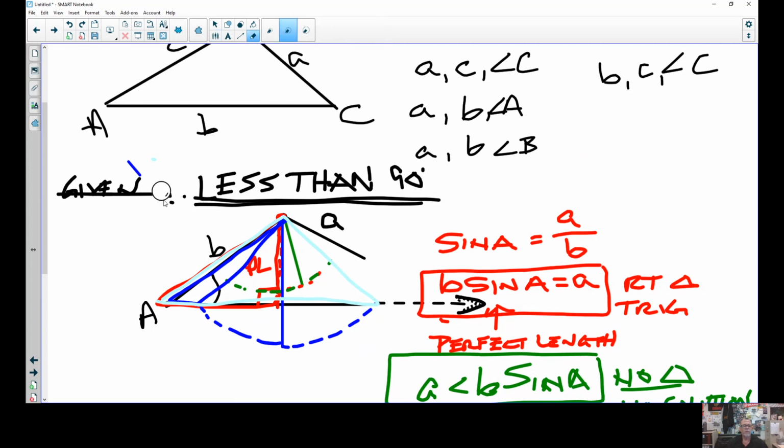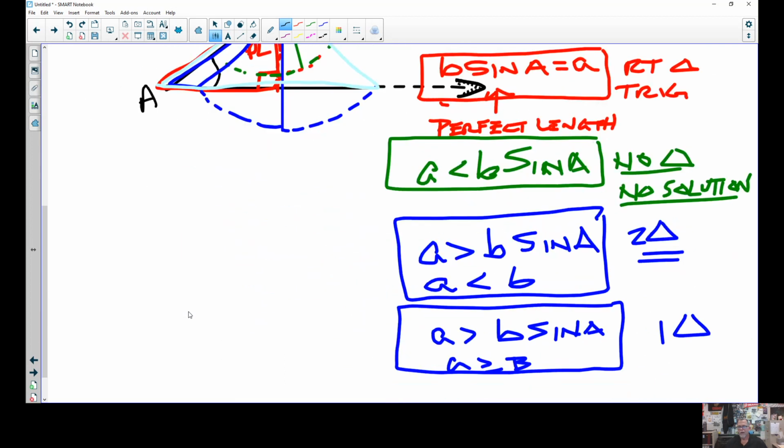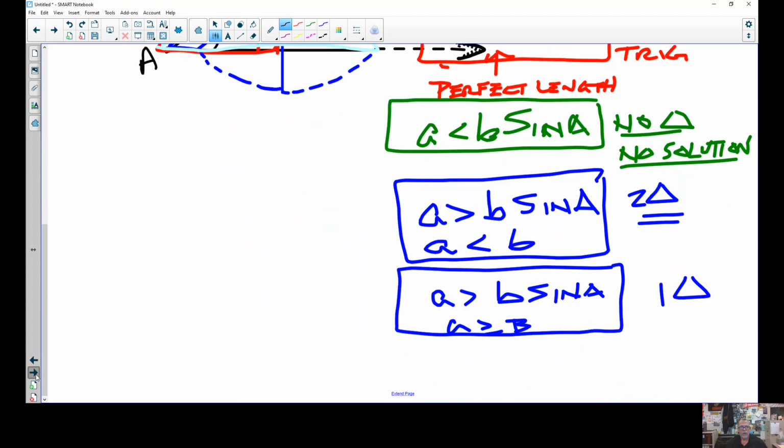All right, let me erase that. When the given angle is less than 90 degrees, this is what we get. Now, what if it's greater than 90 degrees? Well, let's go to a new page.